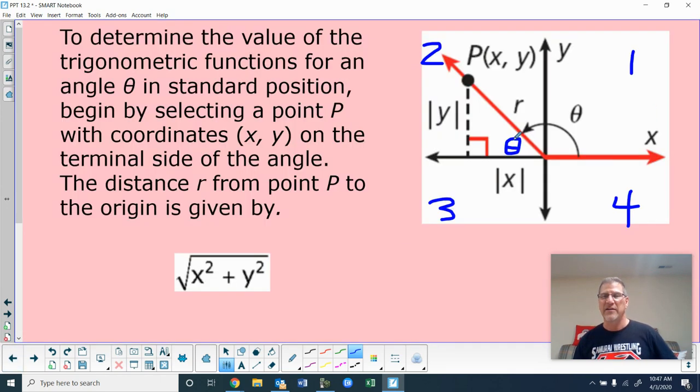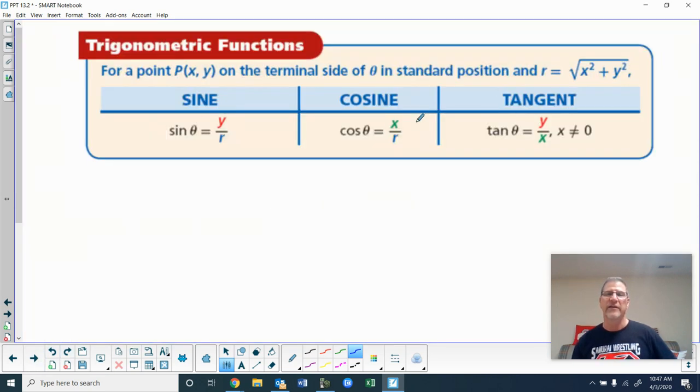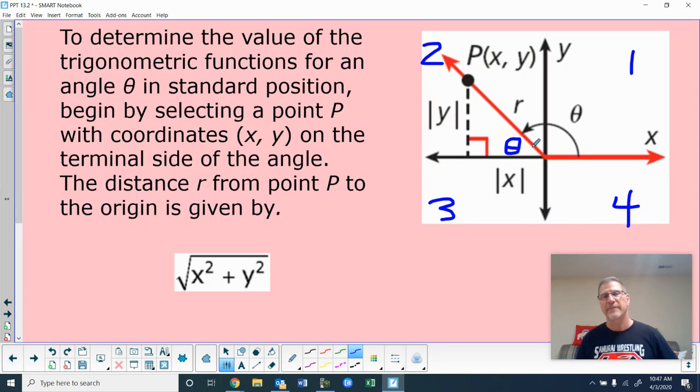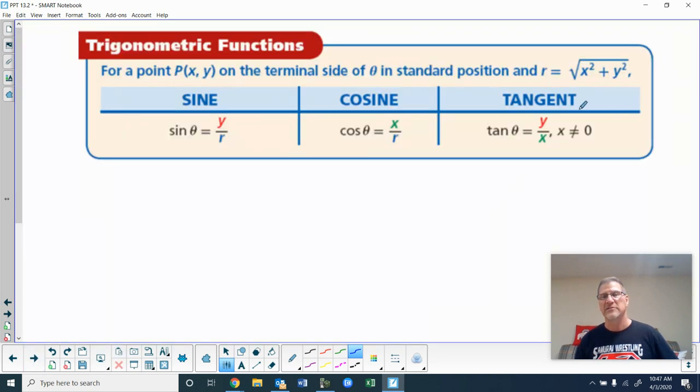For cosine of theta, again, theta is there. That's our reference point. Cosine is adjacent x value over hypotenuse r value. So that's where that x and that r came from. And then tangent, okay, again, opposite over adjacent, TOA, y over x. See, y over x.